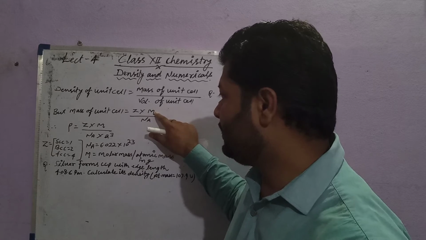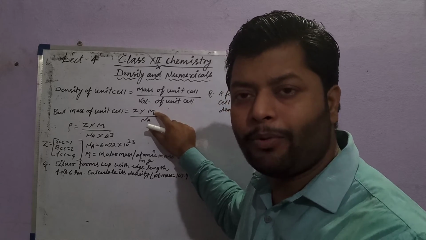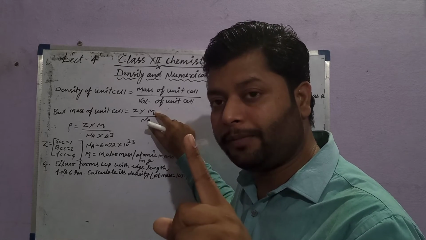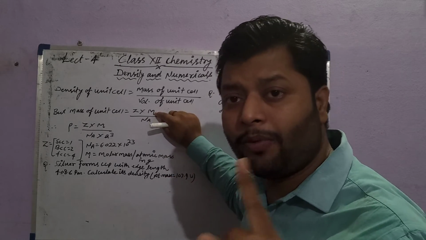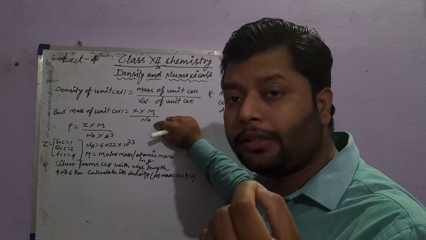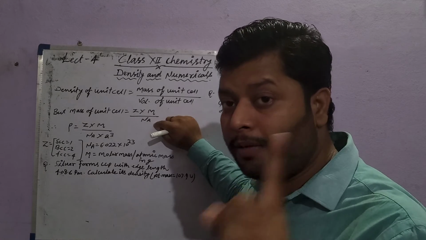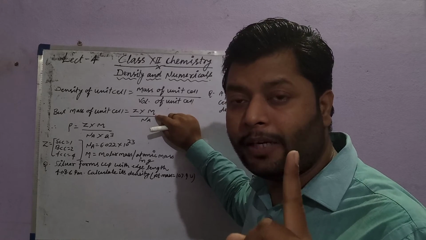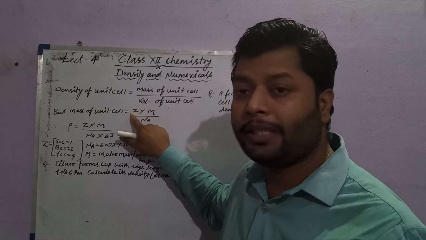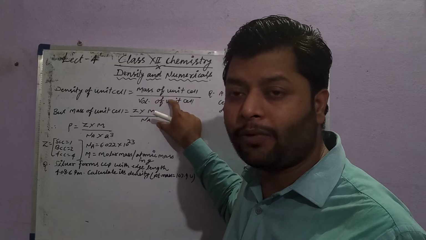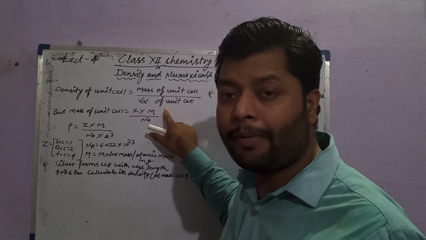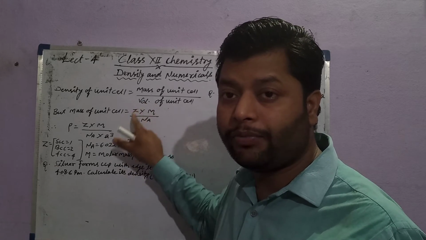We know that M, the molar mass, means the mass of 1 mole of particles. If the mass of 1 mole of particles is divided by the Avogadro number, we get the mass of one particle, because molar mass divided by Avogadro number. So it is very easy to calculate the mass of the unit cell by calculating the total number of particles Z, times the mass of one particle, M upon Na, which gives the mass of the unit cell.